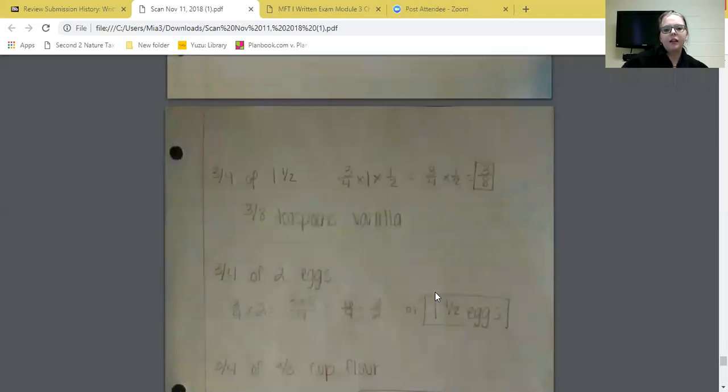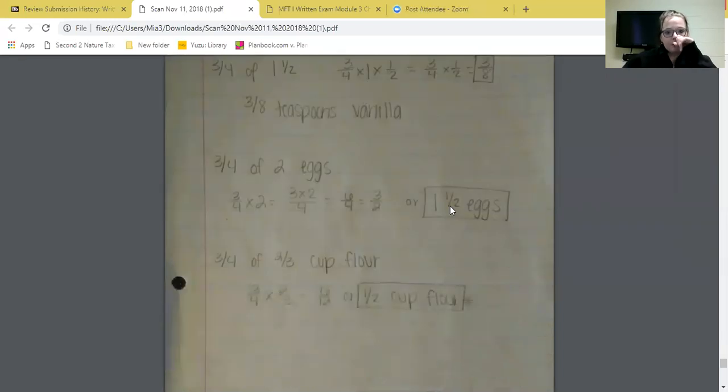Next, we have the vanilla. So we need to take 3/4 of 1 1/2. So 3/4 times 1 times 1/2, because we're going to break it down. We know anything times 1 is itself, so we do 3 times 1/4 times 1/2 and that gives us 3/8 teaspoon vanilla. Next, we have 3/4 of 2 eggs. So 3/4 times 2 is 6/4. Since we need a mixed number, we're going to have 1 1/2 eggs.